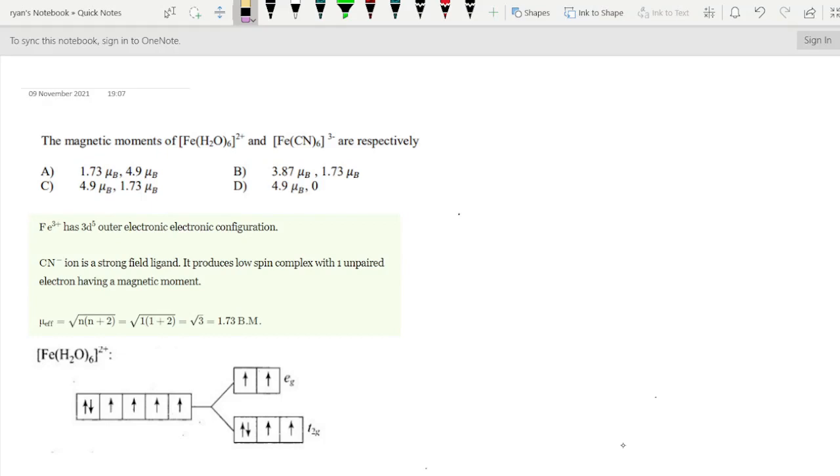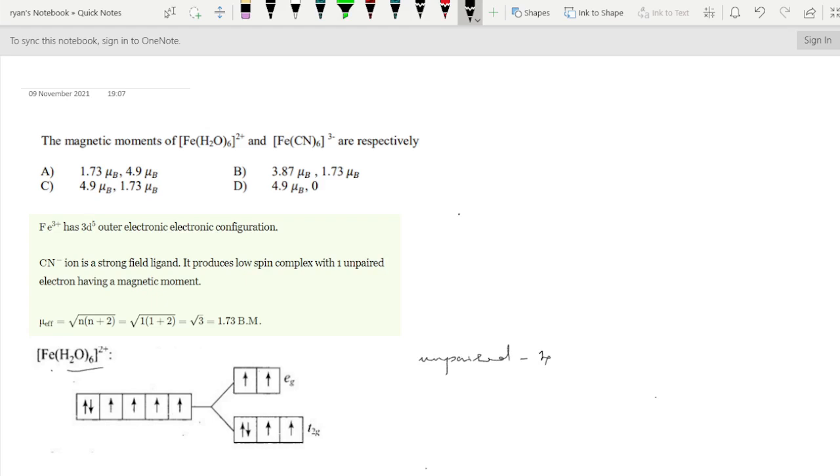The magnetic moment of [Fe(H2O)6]2+ and [Fe(CN)6]3- are respectively. This question is quite easy. First I am going to consider [Fe(H2O)6]2+. H2O is a weak ligand. Therefore here you can draw the high spin complex. Here the total number of unpaired electrons is 4: 1, 2, 3, 4.